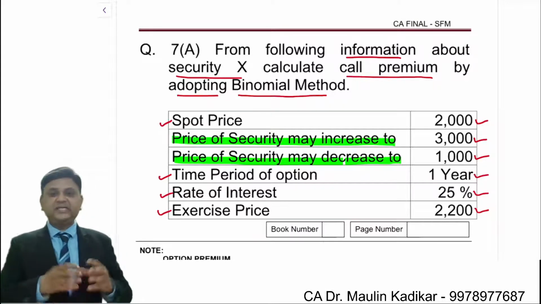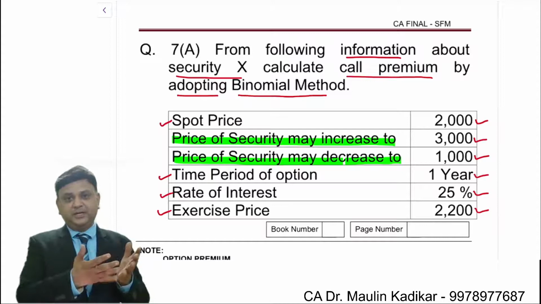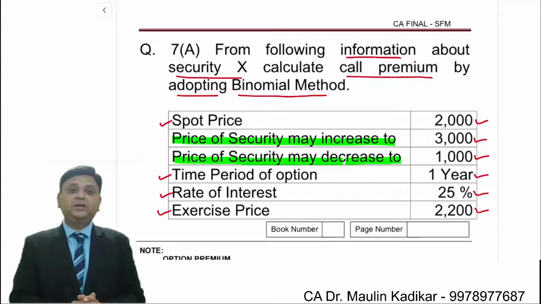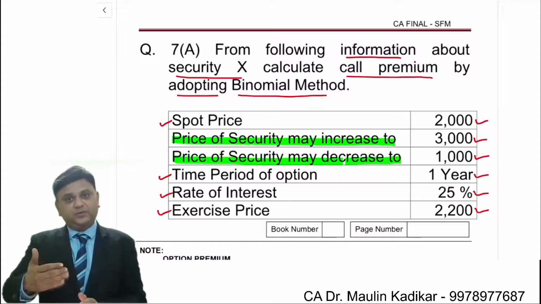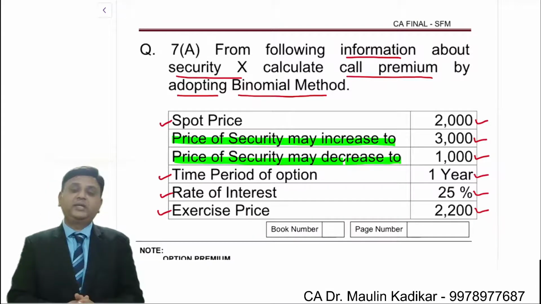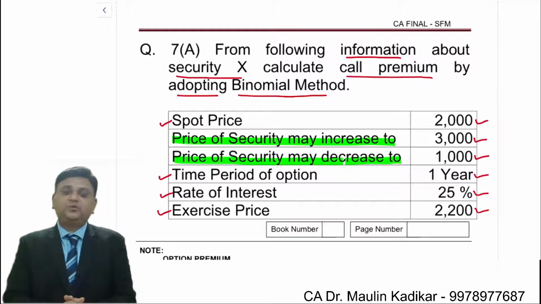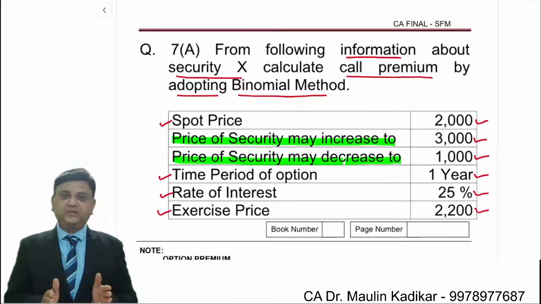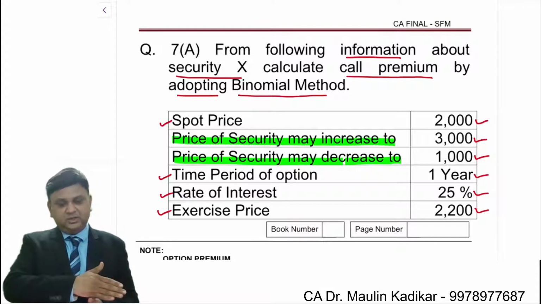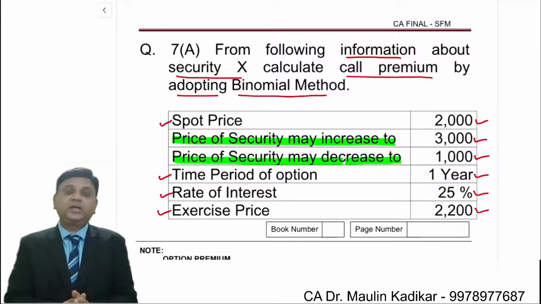So if I sell an option to somebody, then what is the premium that I should charge from the option seller point of view? With that we are required to make the computation of the premium. That is the first thing. Second thing, we have to understand that, taking into account that the price of the equity share will be either 3000 or 1000, we have to make the computation of the premium.